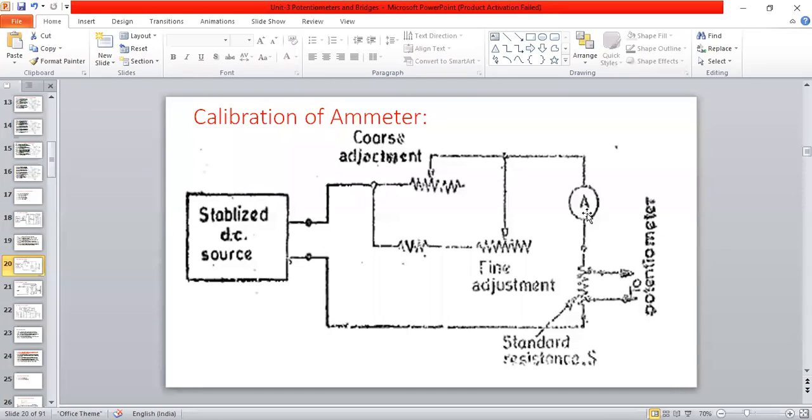The original ammeter we are connecting to the main circuit here now, and the calibration circuit we are going to connect to the potentiometer. So both should match. It means that is calibrated. Here also the same is there. Coarse adjustment is there, and fine adjustment is there. By varying this one and this one, we can set that one. So here the standard resistance we are using here now. By varying this standard resistance, the current will vary.